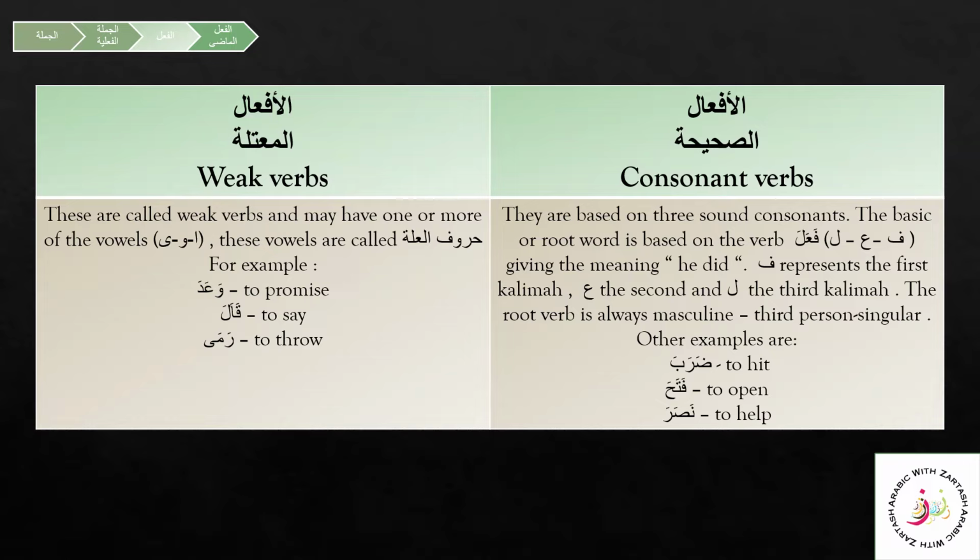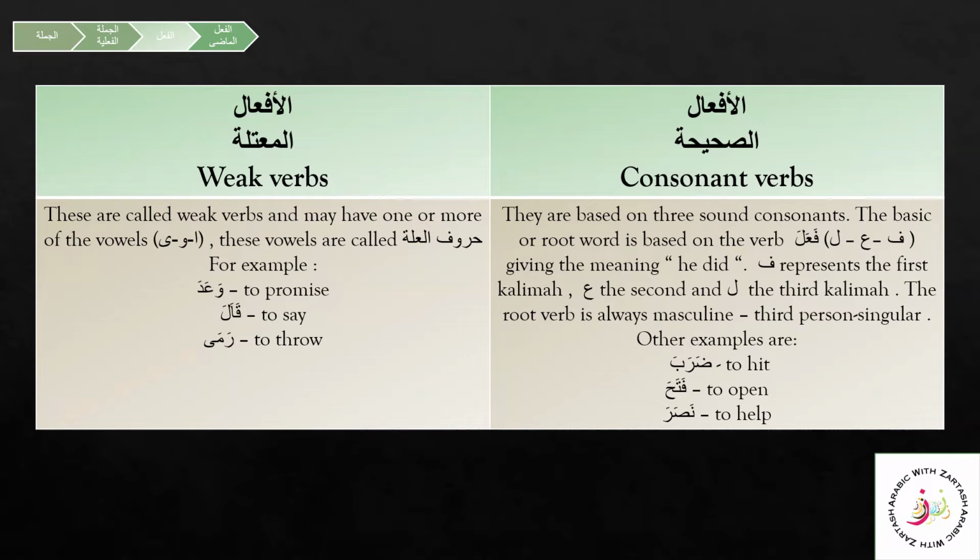Afal sahiha are based on three consonants. We know that they don't contain any weak letter, like daraba, fataha, nasara: daraba, to hit; fataha, to open; and nasara, to help. You do not see any weak letter, alif, waw, or ya. Here, wa'ada, qala, and rama, you can see weak letters in each word: waw, alif, and ya. So these are afal sahiha and afal mu'talla. All right, so this is just a recap for the sahih and the illa letters.